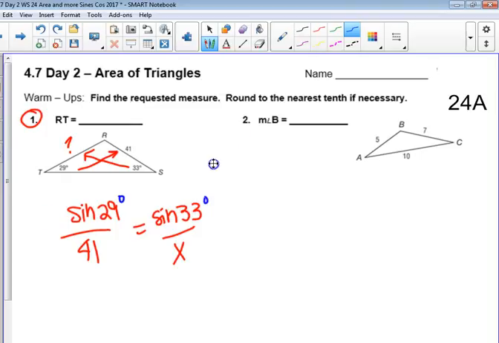I got 46. Yeah, I guess 0.1. And it's a length. It doesn't need a degree. All right, number 2 is a bit more of a struggle.